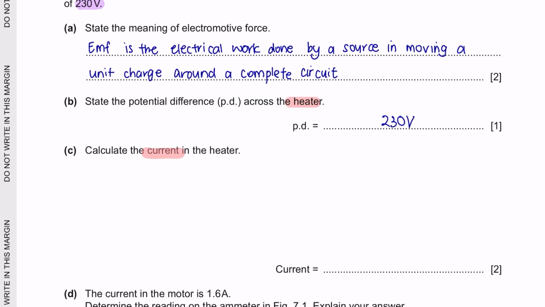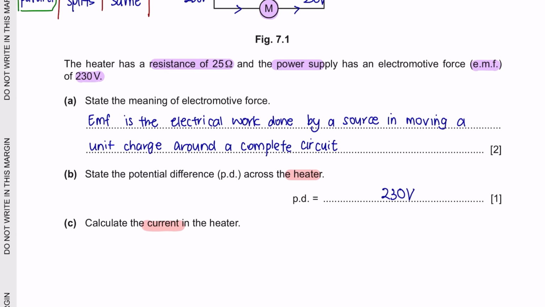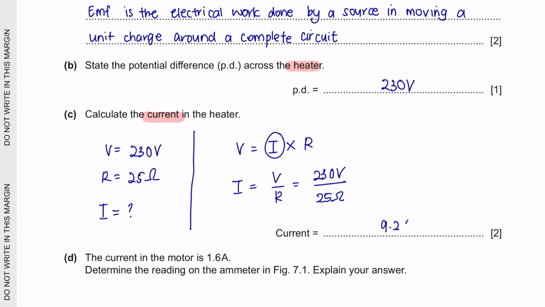Next, calculate the current in the heater. So the heater has a potential difference of 230 volts and a resistance of 25 ohm. We can use Ohm's law, which is voltage equals current times resistance, to find the current, which is 9.2, and the unit is ampere. Please do not forget your units in your final answer.